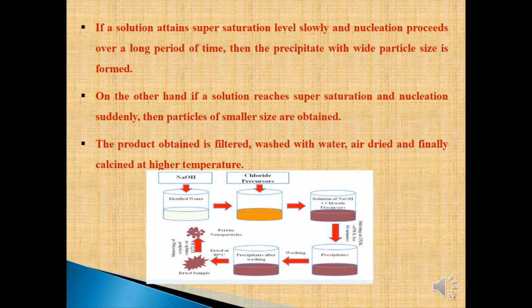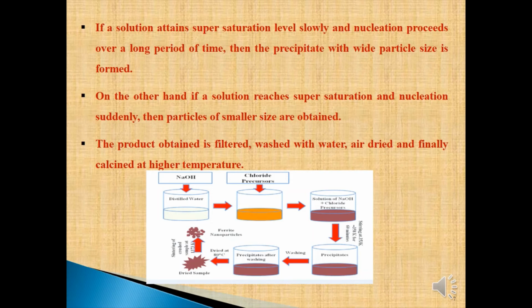The product formed is filtered, washed with water, air dried and finally calcined to high temperature to produce the required nanomaterial. So these are the steps involved in precipitation process. So you can see in the below diagram the representation of precipitation process.